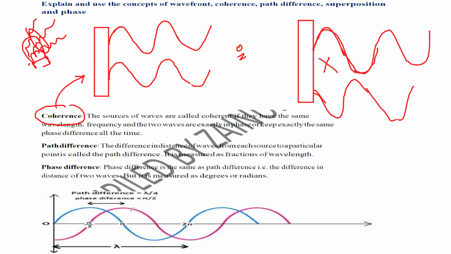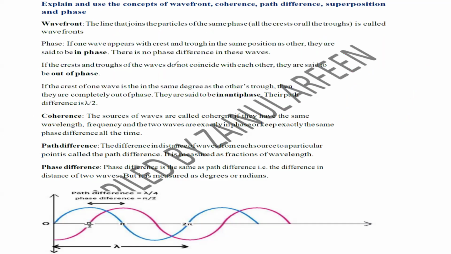Any doubt till this point? About the phase difference and the path difference, we will discuss this in the topic of interference, so there we'll discuss in detail. The phase difference should be zero in coherence. That's right.